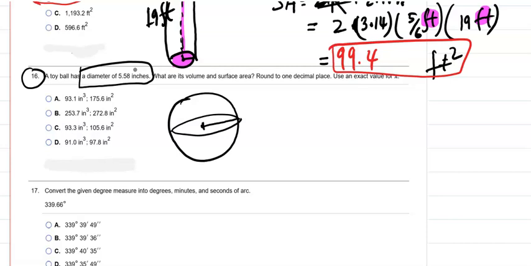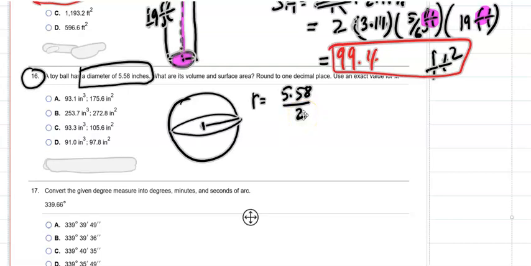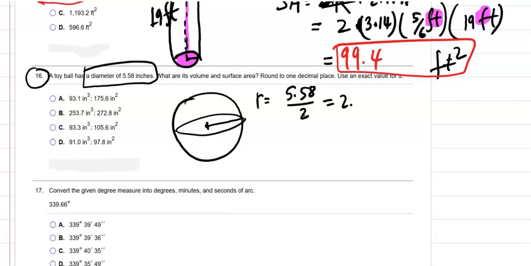And that is the radius. But what's the radius in this case? 5.58 divided by 2, because 5.58 is the diameter. A diameter divided by 2 gives you the radius, which is 2.79 inches. That's the radius, 2.79 inches.